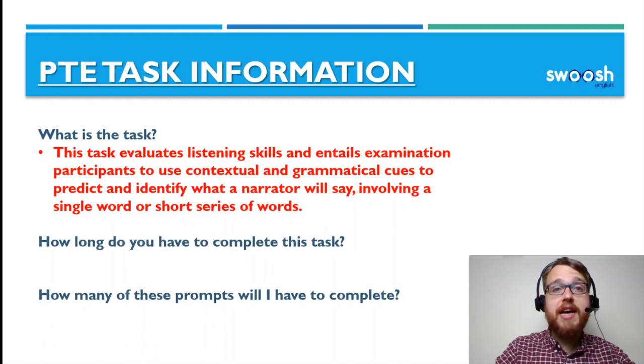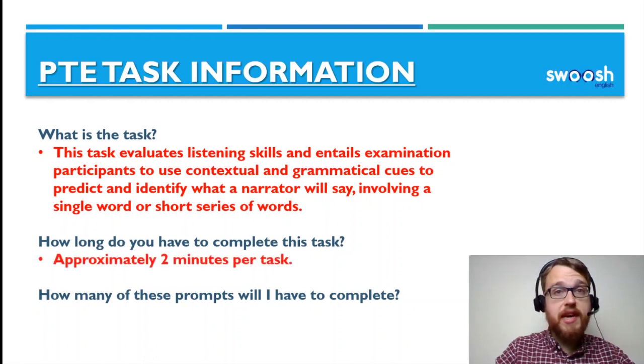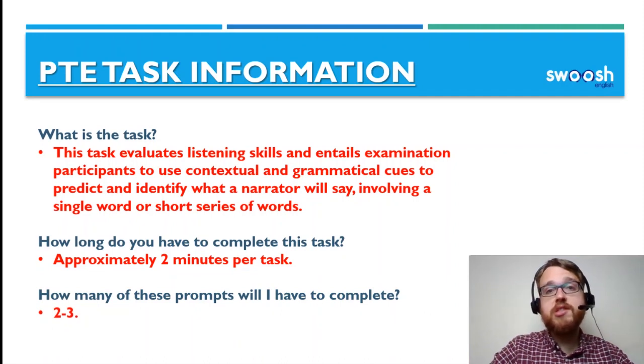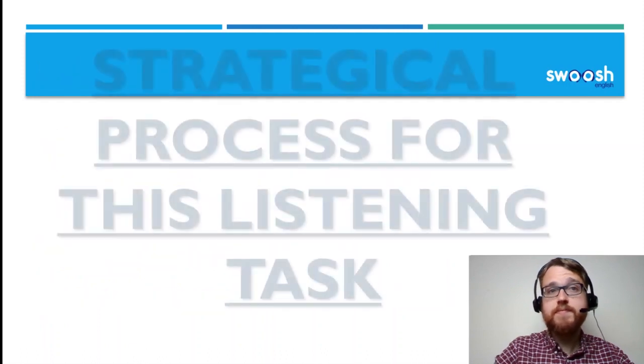Well, each task in the listening part of the test is approximately 2 minutes. This is if you divide all the time for all the tasks and divvy it out amongst them all. And your recommended time, you have approximately 2 minutes per task for every section of the test. Obviously, some may be a bit longer, some may be a bit shorter. This is the average. And how many of these prompts do you have to complete? 2 to 3 of select missing word task prompts to do on the day of the exam.